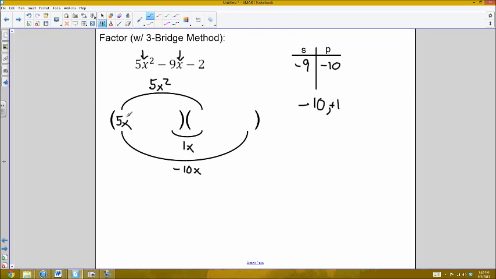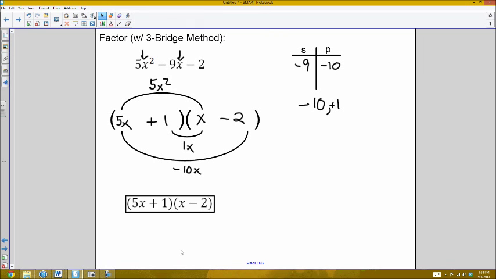And I'm going to go through each bridge to find out what factors would have to be paired with this in order for this product to result from them. So if I have 5x here and I want a 5x squared, I'm missing a factor of x. And I have a 1x here, so I'm missing a factor of positive 1. And I have a negative 10x here, so I'm missing a factor of negative 2. Again, negative 2 times 5x yields negative 10x. That's how I'm figuring out what these numbers are. Given 5x, I would need a negative 2 in order to get a negative 10, which means that my final answer is 5x plus 1 times x minus 2.